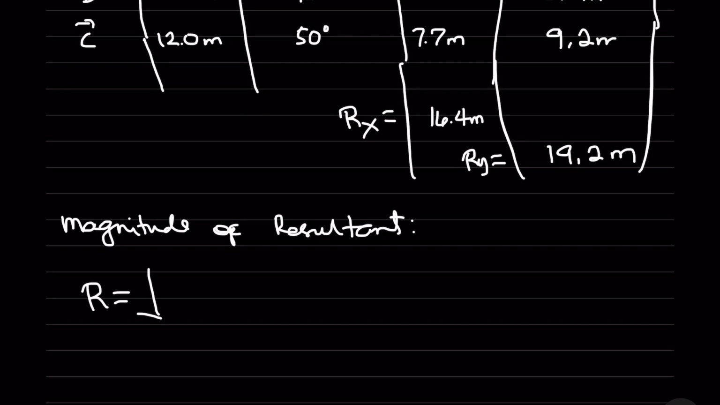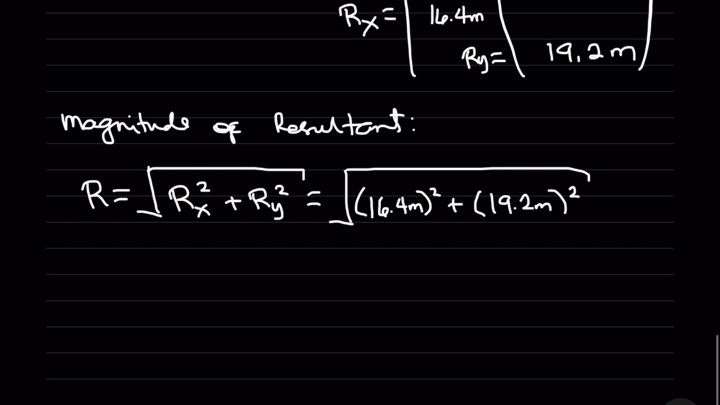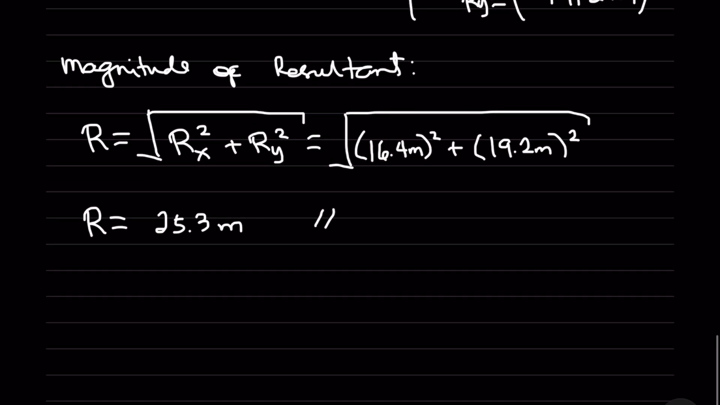To find the magnitude of the resultant vector, we use the Pythagorean theorem, as I have discussed earlier. You simply have to substitute the values of Rx and Ry. Then using your calculator, you should find 25.3 meters. That is the magnitude of the resultant.